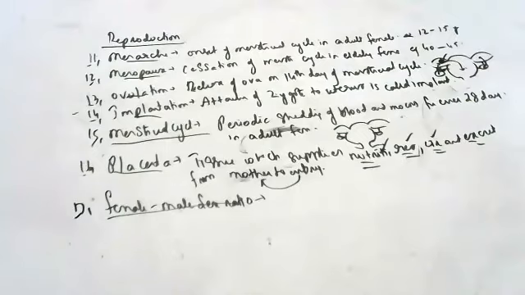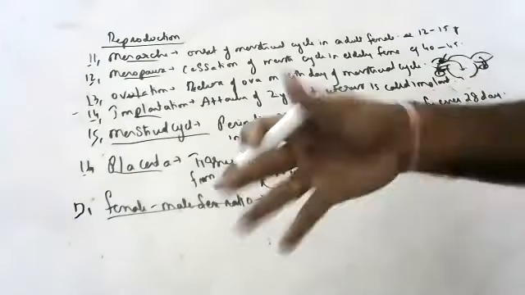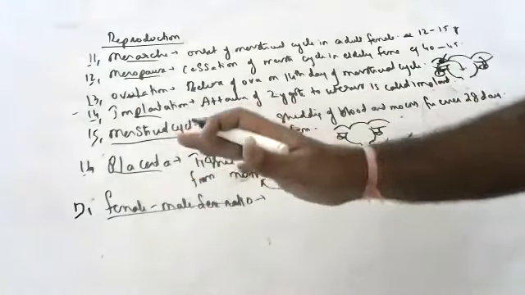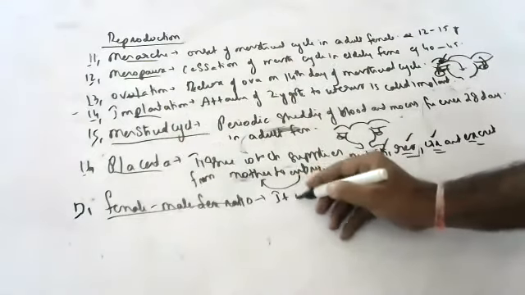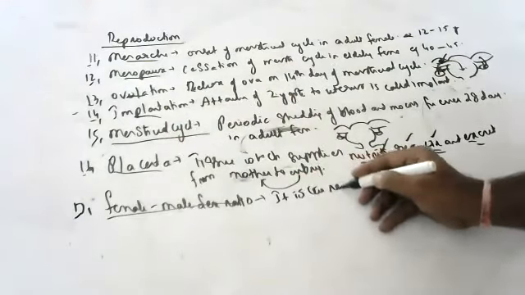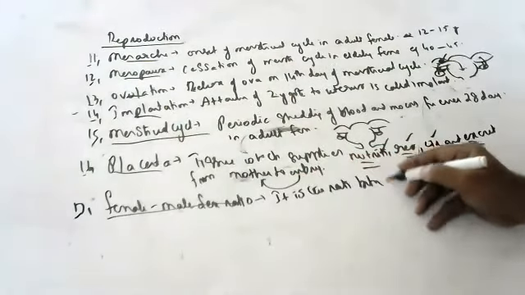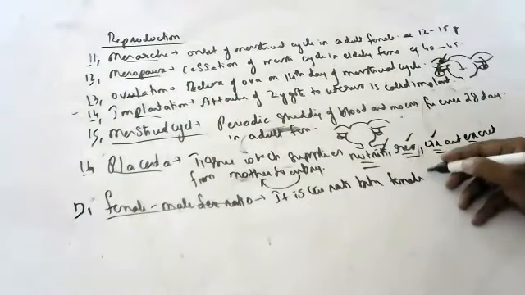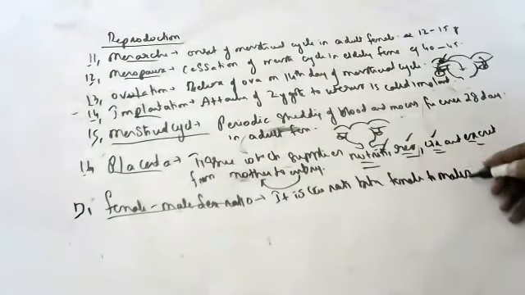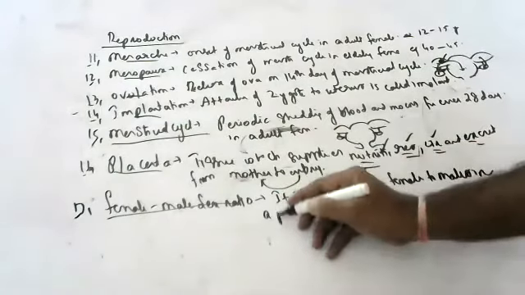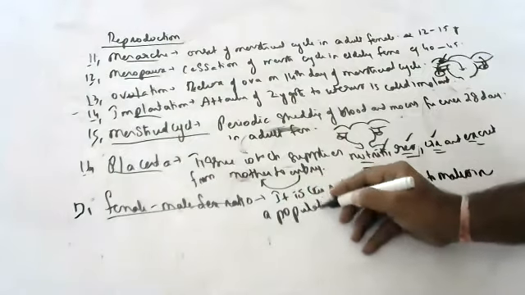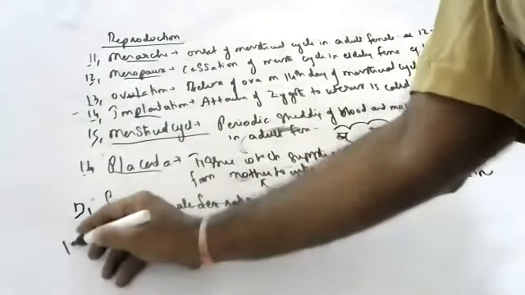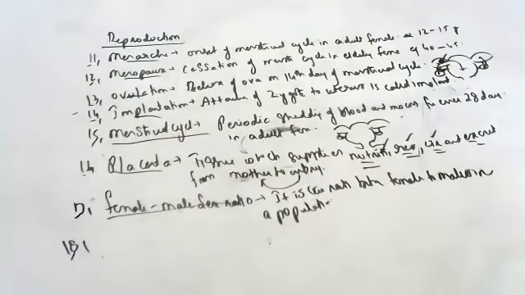Normally for a healthy society, the ratio should be balanced, children. It is the ratio between females to males in a population. That is called the female to male sex ratio. Okay, children, and the next one.